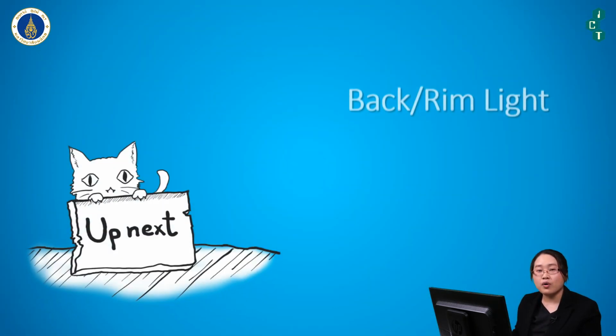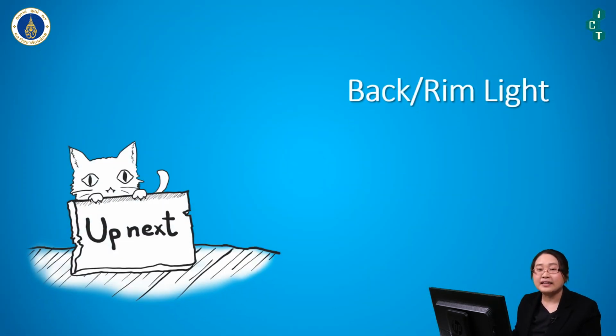After you have both key light and fill light, the last one that we are going to add is the backlight, or by another name, rim light.